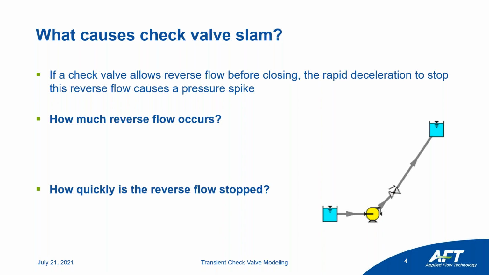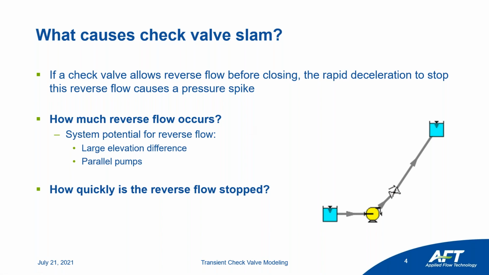We also have to consider how quickly the reverse flow is stopped. If we consider that valve approach again, if we gradually close a valve, it's going to create much less pressure, or it's going to be able to disperse the pressure that it creates much more gradually than suddenly slamming it closed. So if we look at the first part first, how much reverse flow occurs, that's largely going to be driven by the system itself.